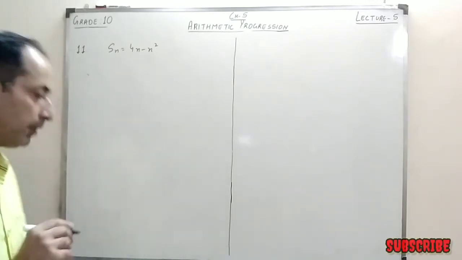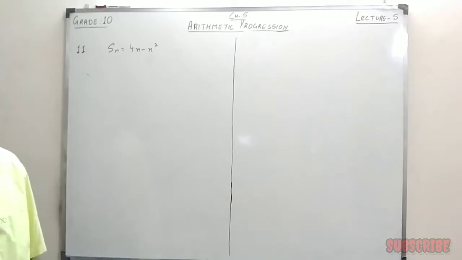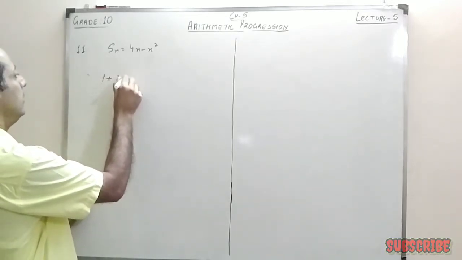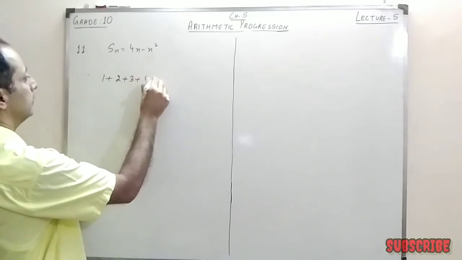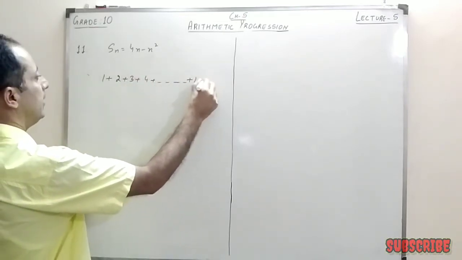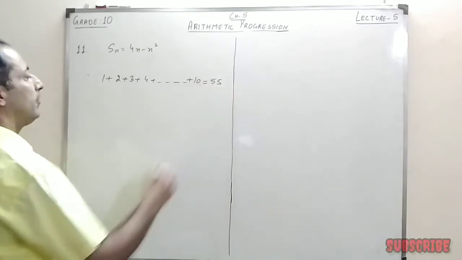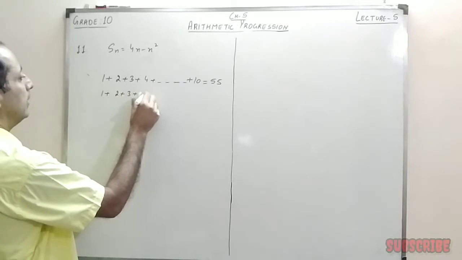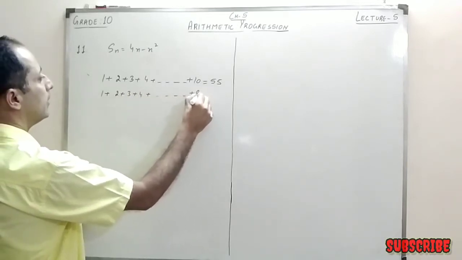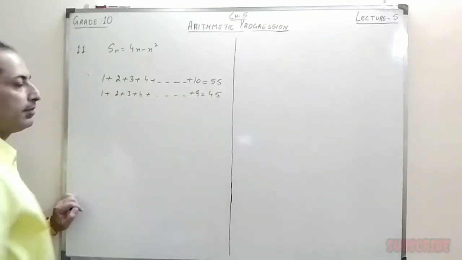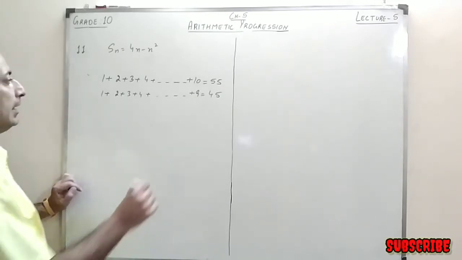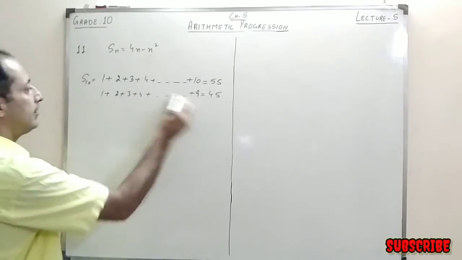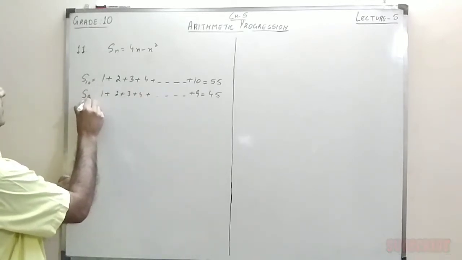Before I proceed with the solution of the question, I want to explain one thing. If we add these numbers, these are 10 terms. The sum would be 55. Now, if I add these numbers till 9, this is 45. Now, see very carefully. This is the sum of 10 terms, so I can write it as S10. This is the sum of 9 terms, so I can write it as S9.